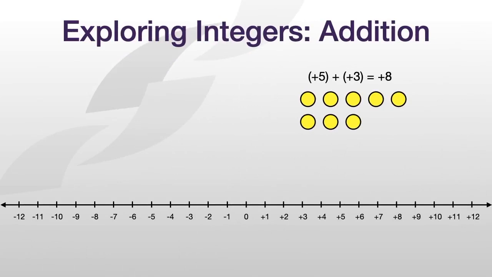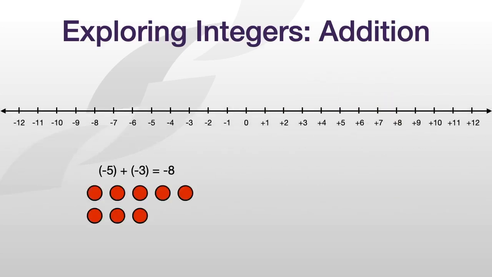First, we locate positive 5 by moving 5 units to the right of 0. Next, we slide a further 3 units to the right, landing on positive 8. What about negative 5 plus negative 3? This time we locate the first addend, negative 5, by moving to the left of 0. The second addend, negative 3, tells us to slide a further 3 units to the left, arriving at the sum negative 8.